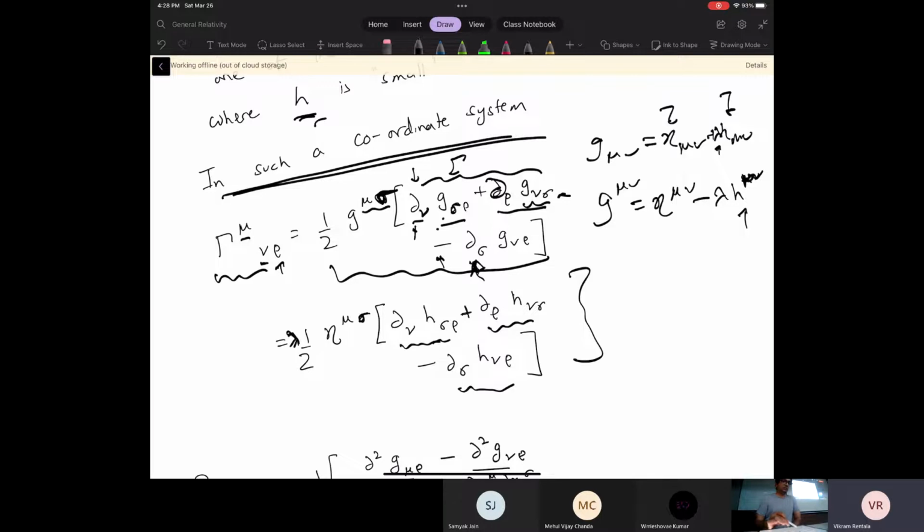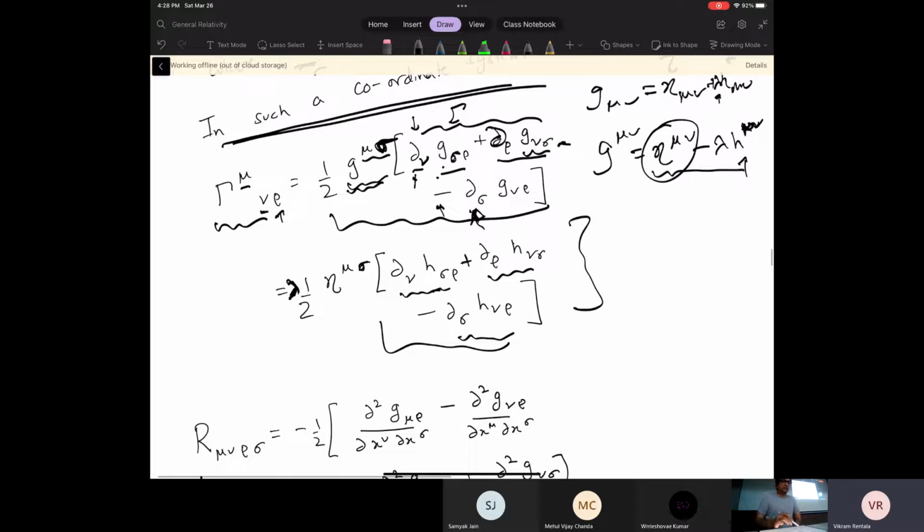Now this G upper mu sigma has two pieces, eta mu nu minus lambda h mu nu, but I'm already multiplying by something which is order lambda. I pulled out the lambda here. Since I'm only working to first order in lambda, I just replace this G mu sigma by its leading order piece, which is eta mu sigma. So that's it. That's the Christoffel symbol. There's no further simplification for a general perturbation.